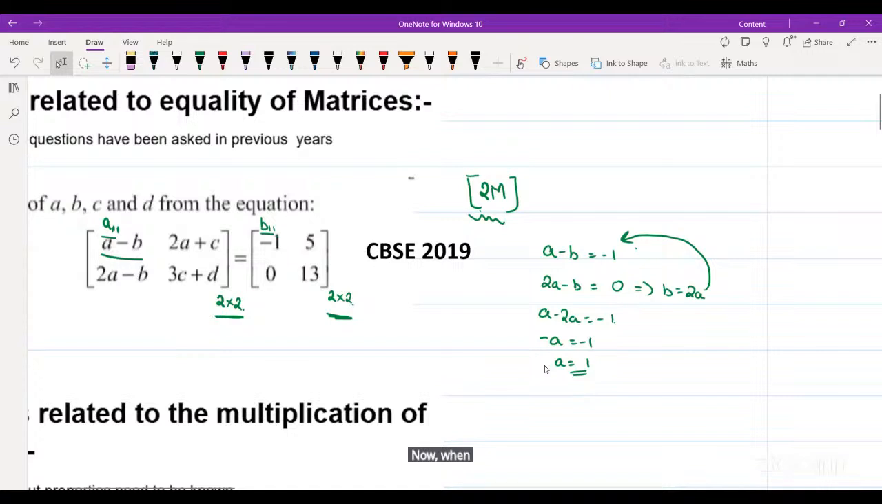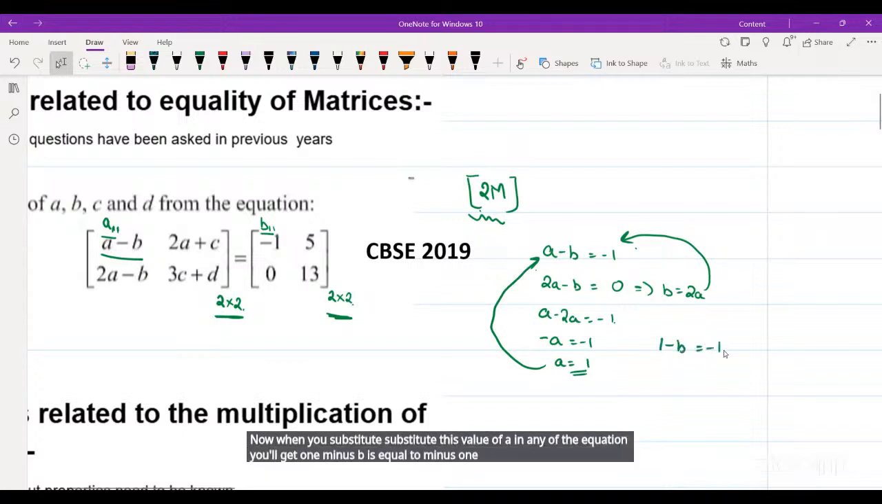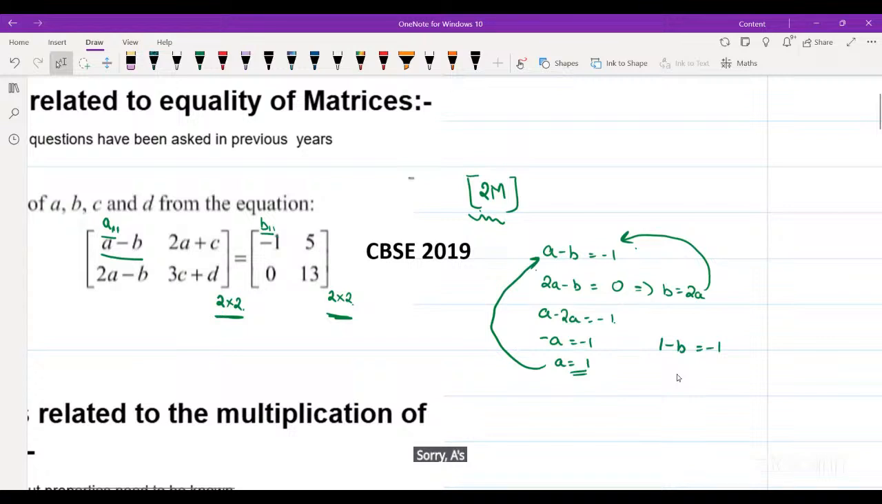Now, when you substitute this value of A in any of the equations, you'll get 1 minus B is equal to minus 1, so B is equal to 2, sorry, A is equal to 2. Now, apart from this, let's check the third. Sorry, this is A12, this is B12. Correct? So 2A plus C should be equal to 5. This means 2 plus C should, so C is equal to 3. Now 3C plus D should be equal to 13. This means 9 plus D should be equal to 13, or you can say D is equal to.